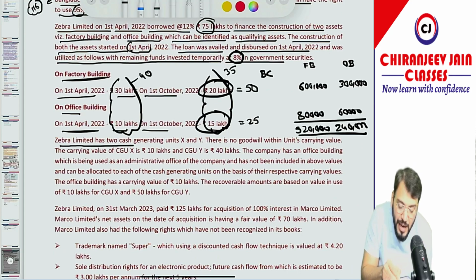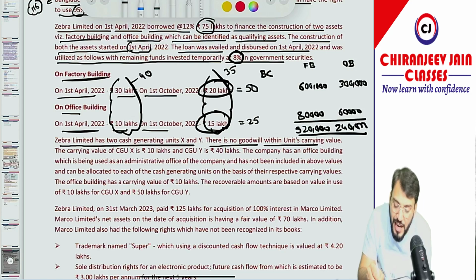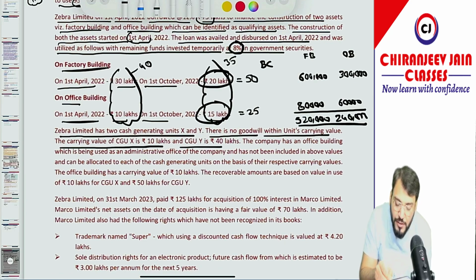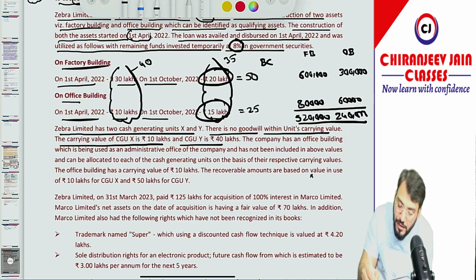Jibra Limited has two cash generating units, X and Y. There was no goodwill within the units' carrying value. The carrying value of CGU X is 10 lakh and CGU Y is 40 lakh. So X and Y they have given carrying amounts of 10 lakh and 40 lakh.